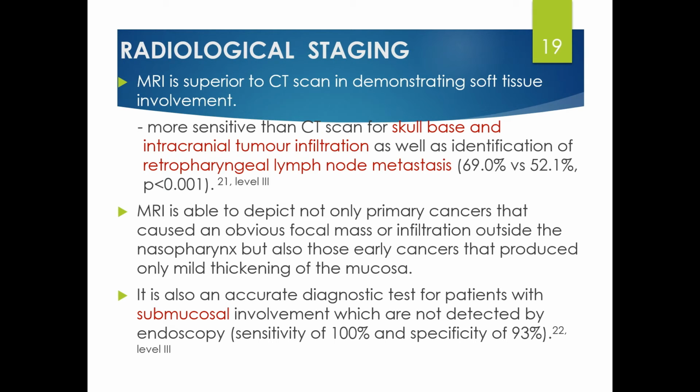MRI is superior to CT scan in demonstrating soft tissue involvement. It is more sensitive than CT scan for skull base and intracranial tumor infiltration, as well as identification of retropharyngeal lymph node metastases. MRI is able to depict not only primary cancers that cause an obvious local mass or infiltration outside the nasopharynx, but also those early cancers that produce only mild thickening of the mucosa. It is also accurate for patients with submucosal involvement which are not detected by endoscopy.